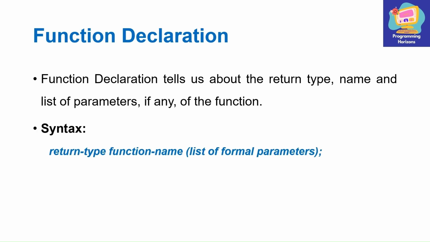Function declaration declares the function to the compiler. It is like an introduction of the function to the compiler. It tells the compiler and the users about the return type of the function, the name of the function, and any list of formal parameters. The syntax is very simple. We first mention the return type, then we mention the function name, and the list of formal parameters is included within a pair of parentheses, and we terminate this statement with a semicolon.